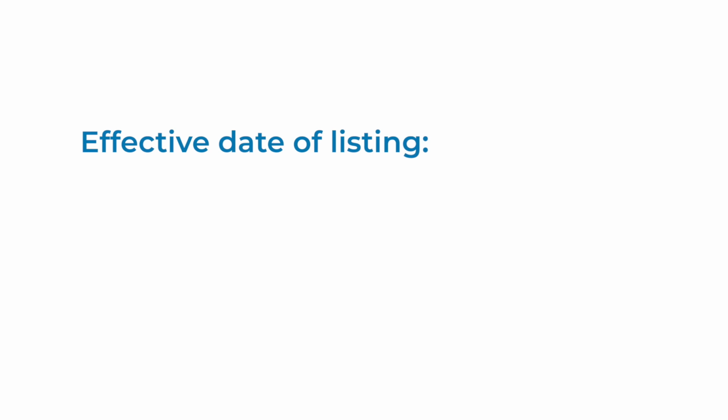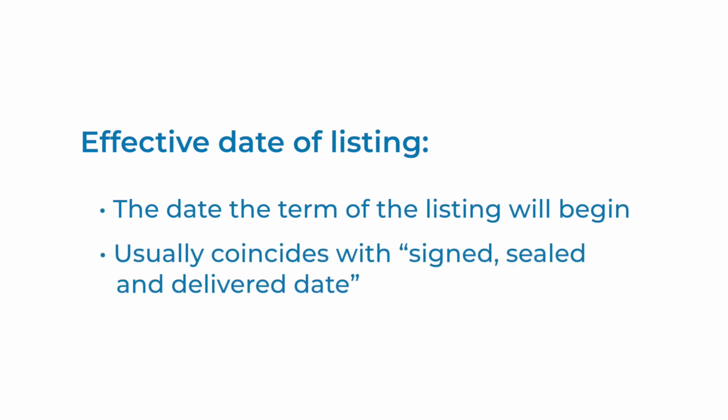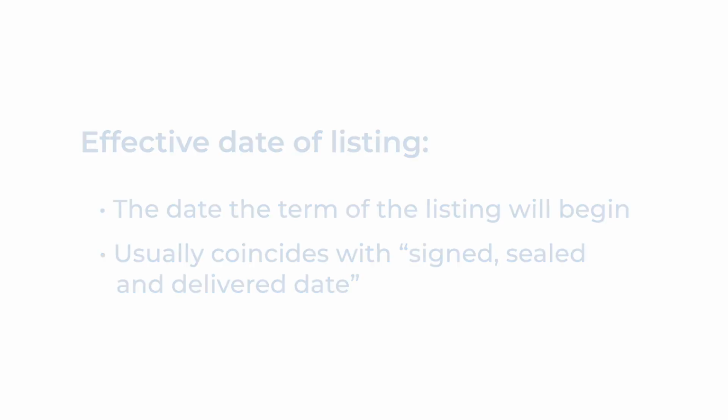The effective date of the listing is the date the term of the listing will begin. Usually, the effective date is the same date the contract is signed, sealed, and delivered. If the listing contract is being prepared in advance of the day the seller is to sign it, the designated agent should ensure that the effective date inserted corresponds to the date that the contract is signed, sealed, and delivered.